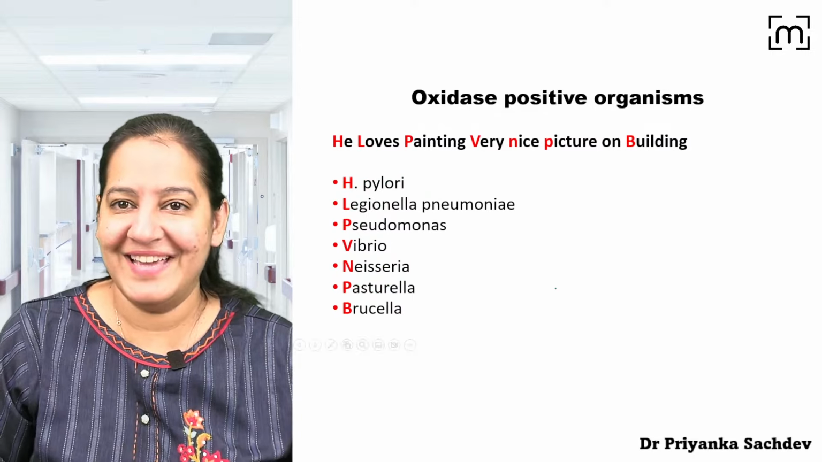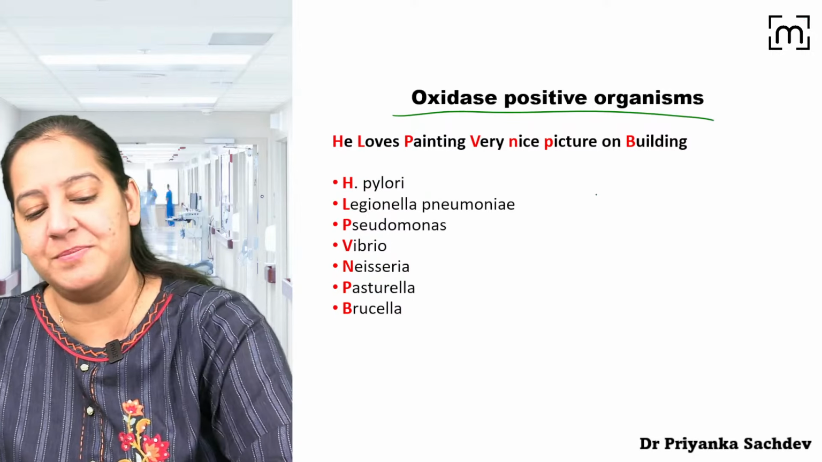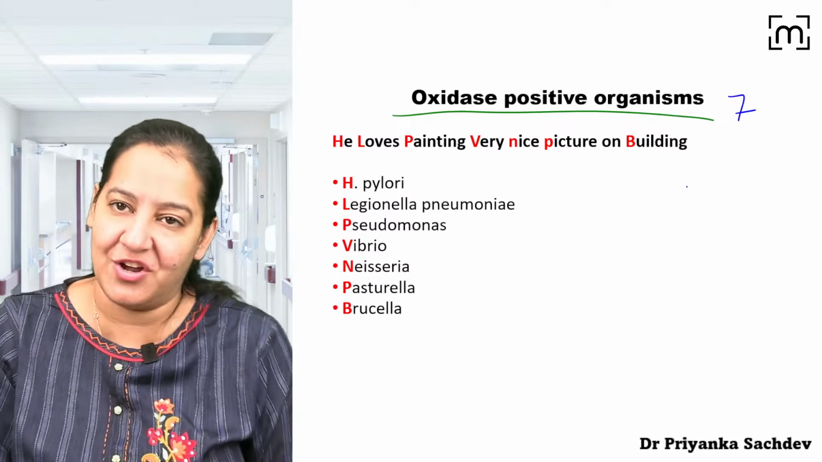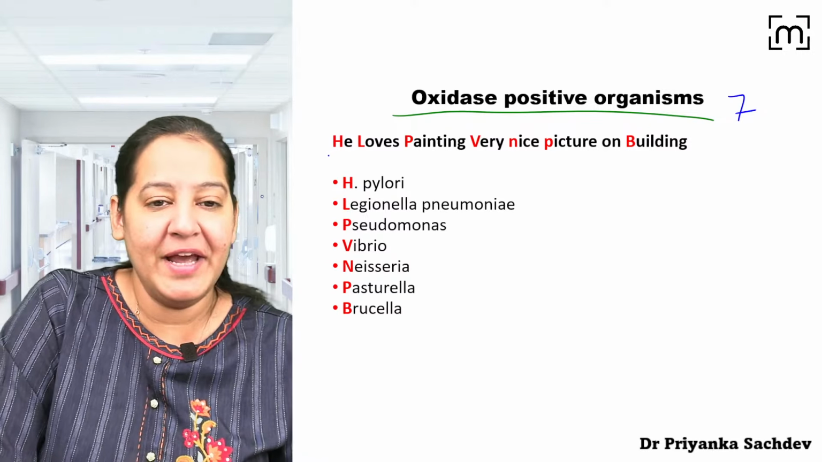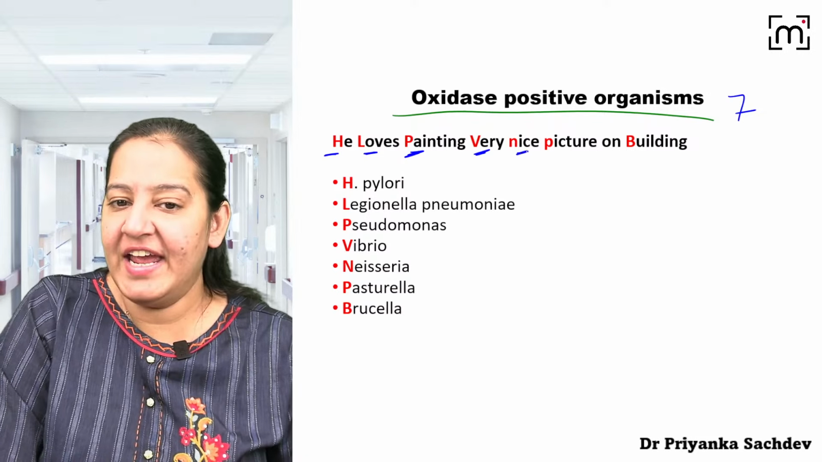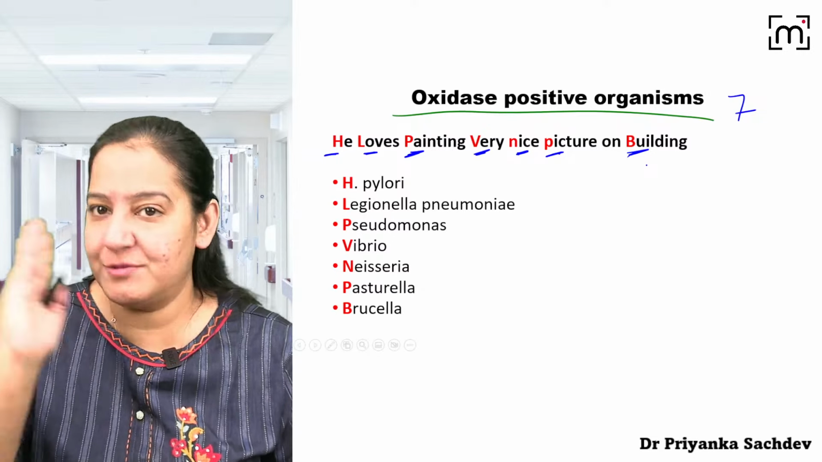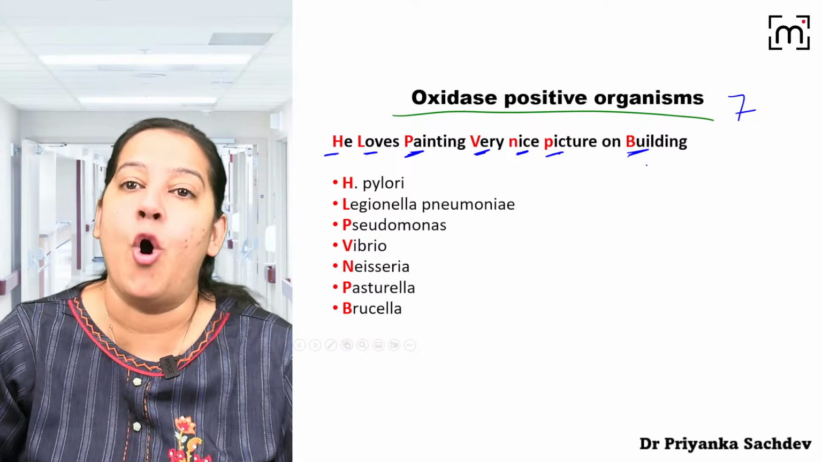Can we move ahead? Oxidase positive. How many bacteria are oxidase positive? There are only 7 bacteria which are oxidase positive. So what is the mnemonic? He loves painting very nice picture on building.